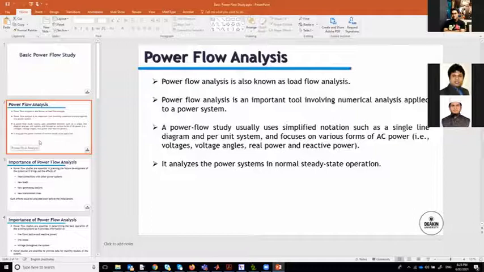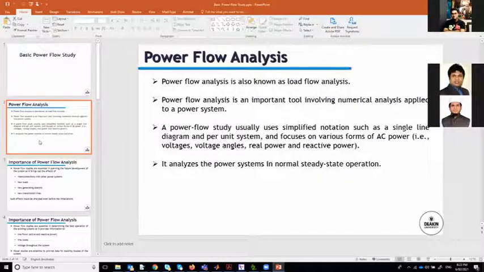So power flow analysis, which is also known as load flow analysis. And before I said the power system analysis, power system is the world's most complex man-made system. That's what we say. And when we go and do the analysis, we need to use some tool, because otherwise it's really tough to analyze the power system.